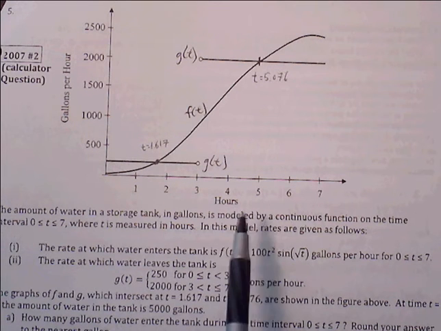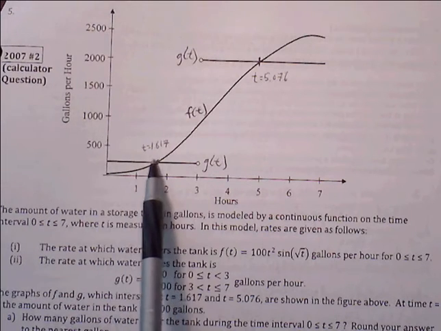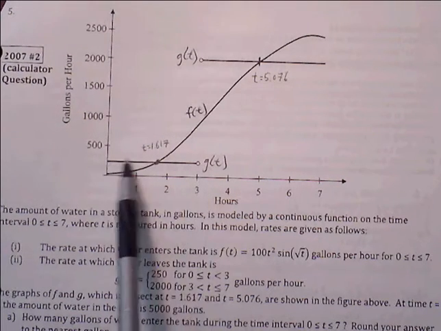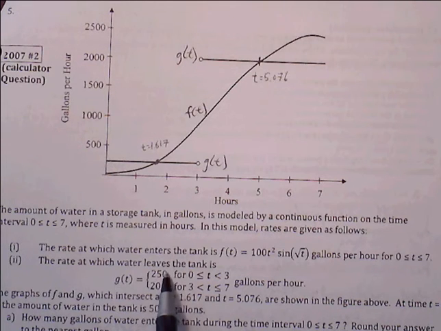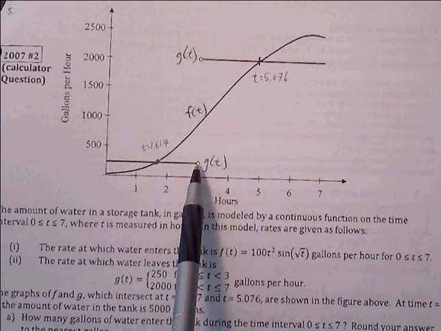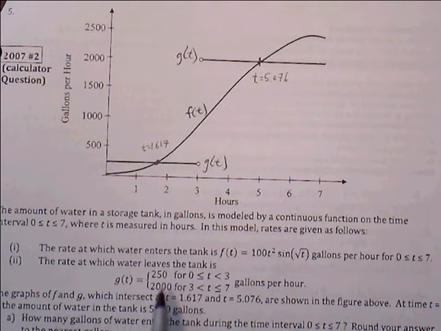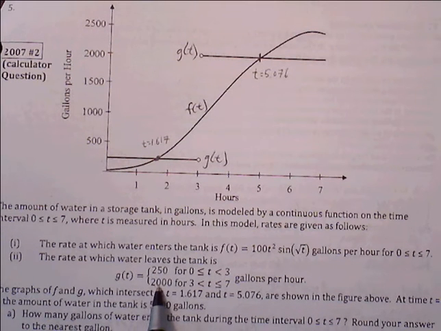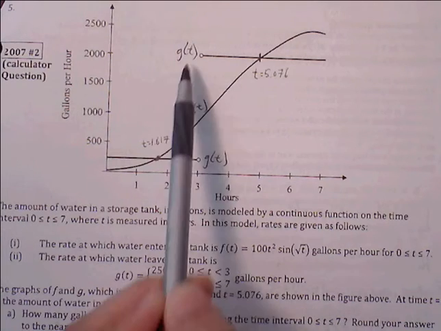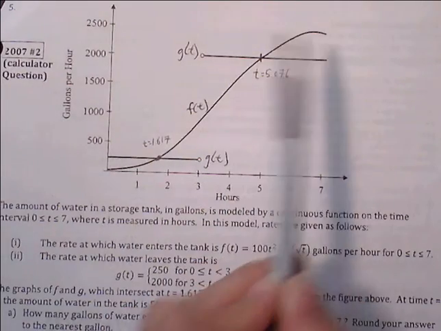The rate at which water leaves the tank is given by g of t, but the rate is going to be at a constant flow. So 250 gallons per hour between the first 0 to 3 hours, but then right at 3 hours, the rate at which water is leaving the tank is going to suddenly increase from 250 to 2,000, but it's still going to be at a constant rate.